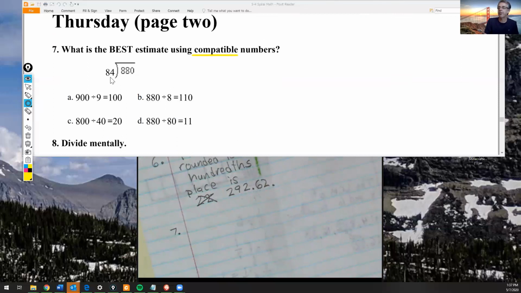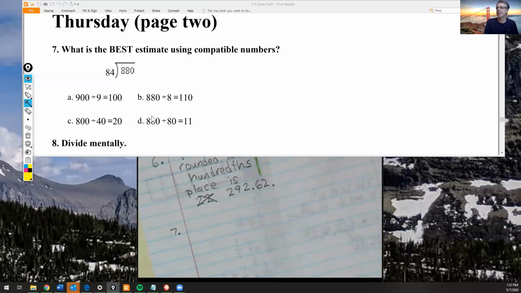880 divided by 84. Well, 900 divided by 9, that doesn't make much sense because 9 is nowhere near 84. So that's not going to work for me. 880 divided by 8, that's not going to work either because 8 is nowhere near 84. Kind of gets a little tricky on you. Now, 880 divided by 84, well, this 40 is nowhere near 84, so that's not really a good one either.